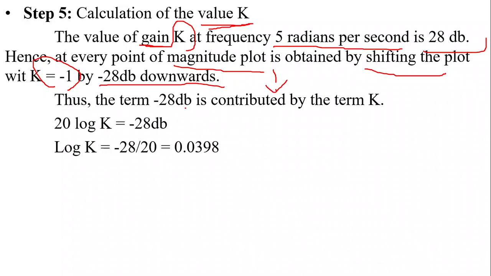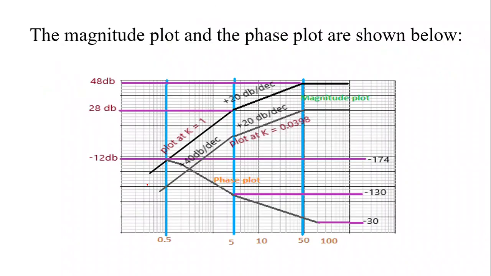Thus the term -28 dB is contributed by the gain K. So we just have to substitute in the formula: 20 log K equals -28 dB, and at last the K value we have obtained is 0.0398. So this is our procedure to find the value of gain.